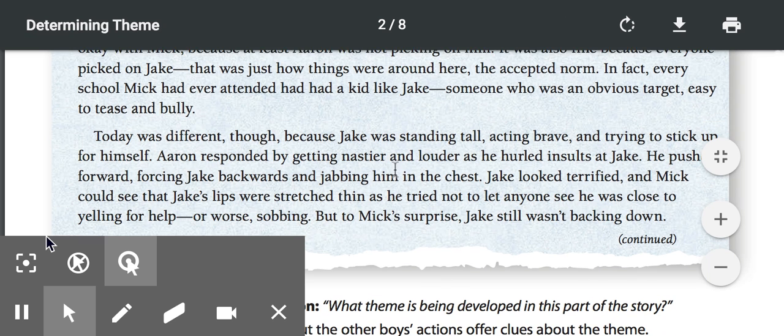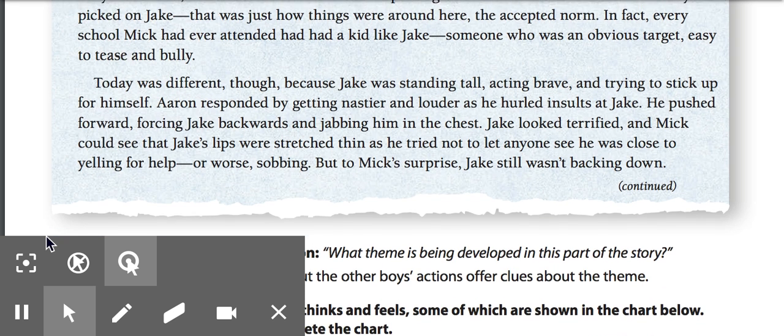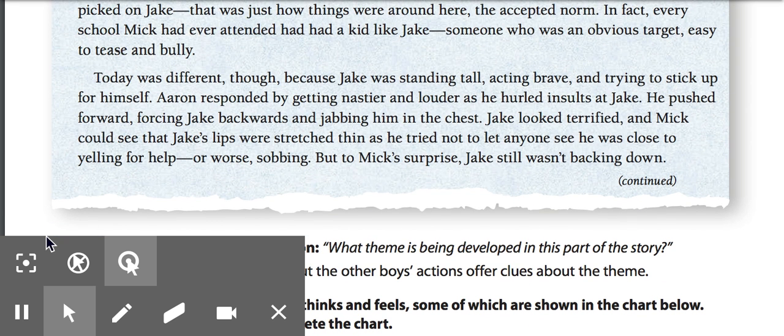In fact, every school Mikey had ever attended, he had a kid like Jack, someone who was obviously targeted, easy to tease and bully. Today was different though, because Jack was standing tall, acting brave, and trying to stick up for himself. Aaron responded by getting nastier and louder as he hurled insults at Jack. He pushed forward, forcing Jack backwards and jabbing him in the chest. Jack looked terrified, and Mikey could see that Jack's lips were stretched thin as he tried not to let anyone see he was close to yelling for help, or worse, sobbing. But to Mikey's surprise, Jack still wasn't backing down.